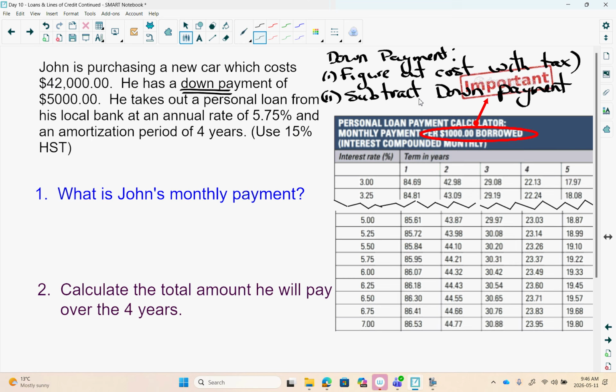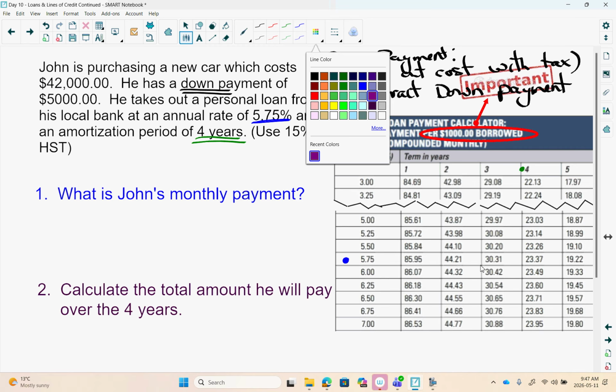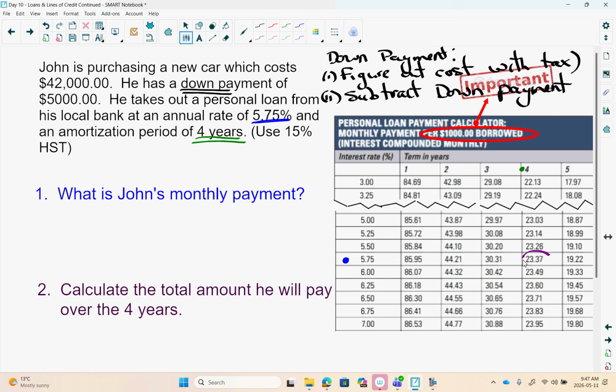Okay. He has a down payment of $5,000. He takes out a personal loan from his local bank at an annual rate of 5.75%. So I come down the interest rate column until I hit 5.75%. And the amortization period, he's going to borrow it for 4 years. I'm going to go across until I hit the 4-year column. And then I'm going to find out where those numbers meet. 5.75% meets 4 years at $23.37. So that's the number I'm going to use after I figure this out.